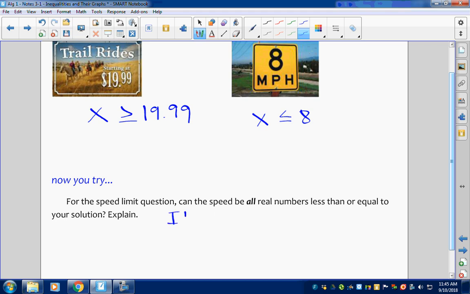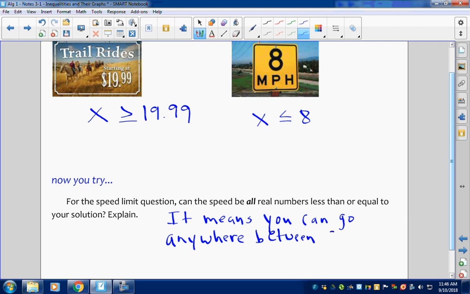Backwards, it means you can go negative speed because you're not going forward to be positive. That's true. In physics, it is negative velocity. But speed is actually the absolute value of velocity. So yes, velocity can be negative, it means you're going in the opposite direction. But speed cannot. Speed is the absolute value by definition. It means you can go anywhere between 0 and 8 miles per hour.